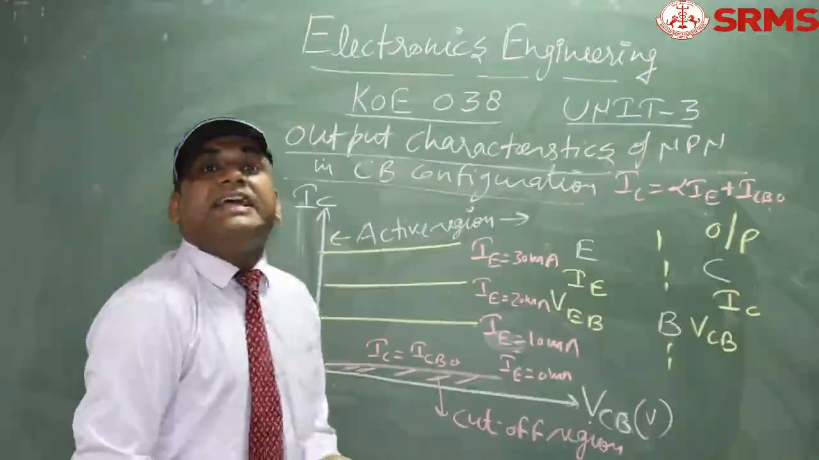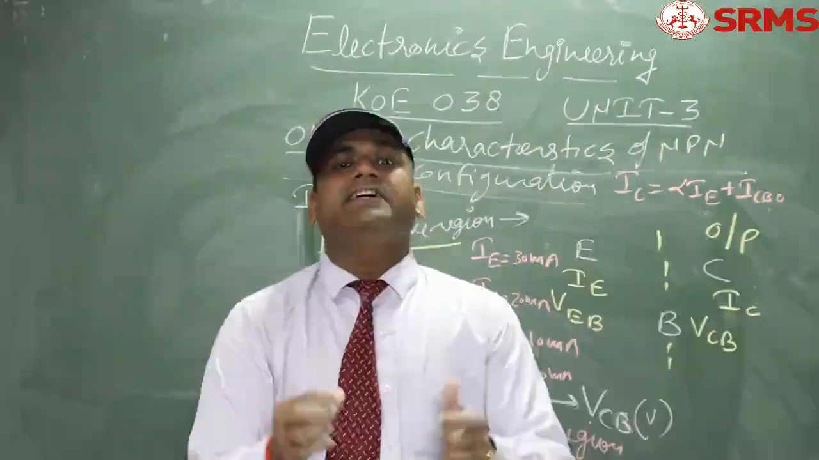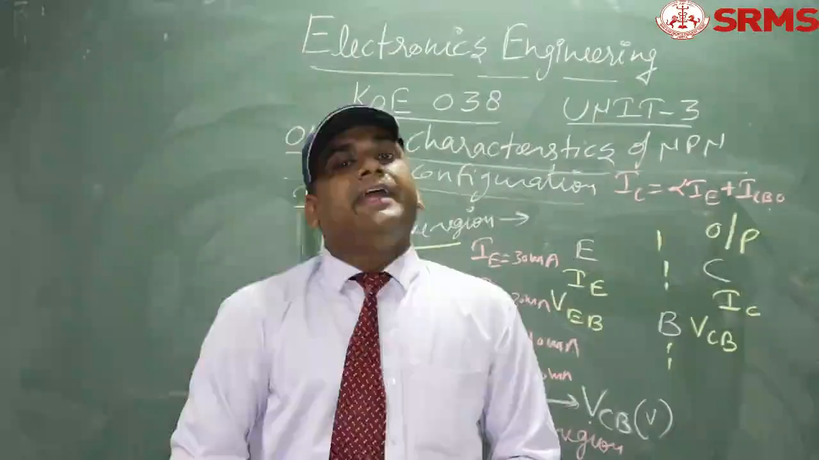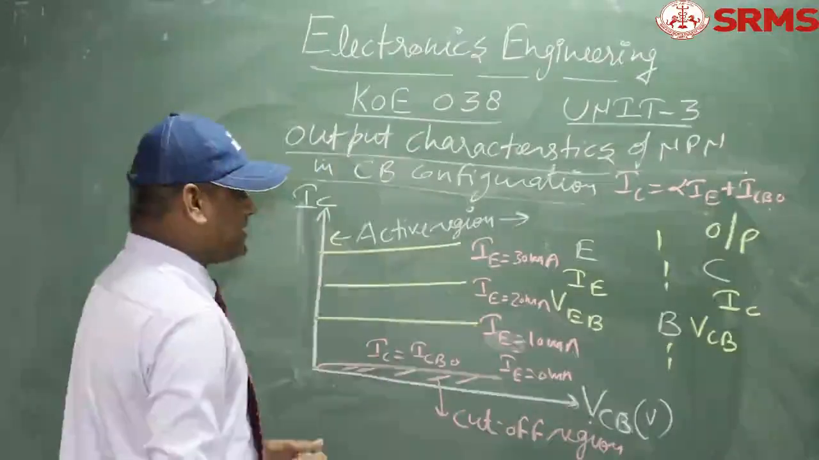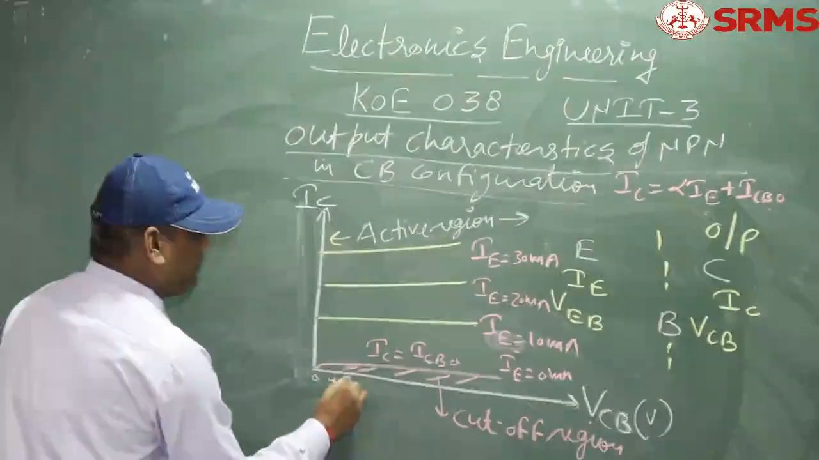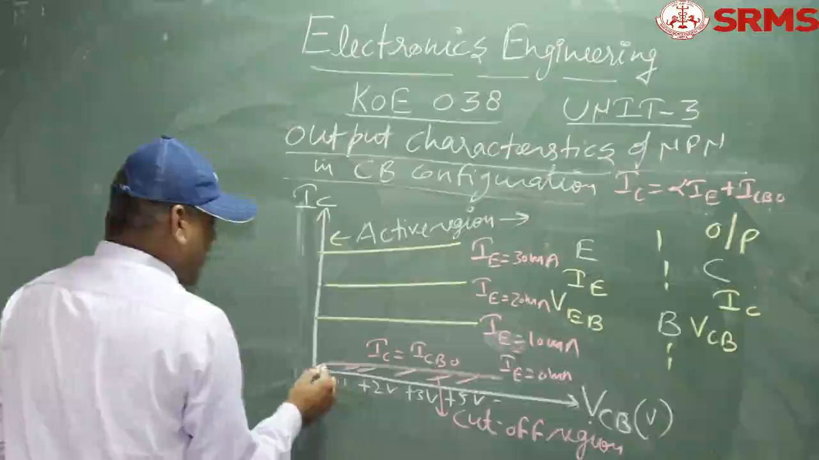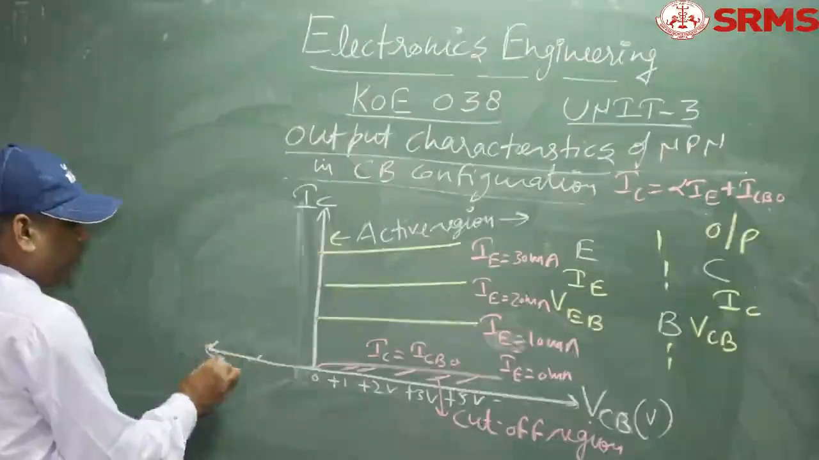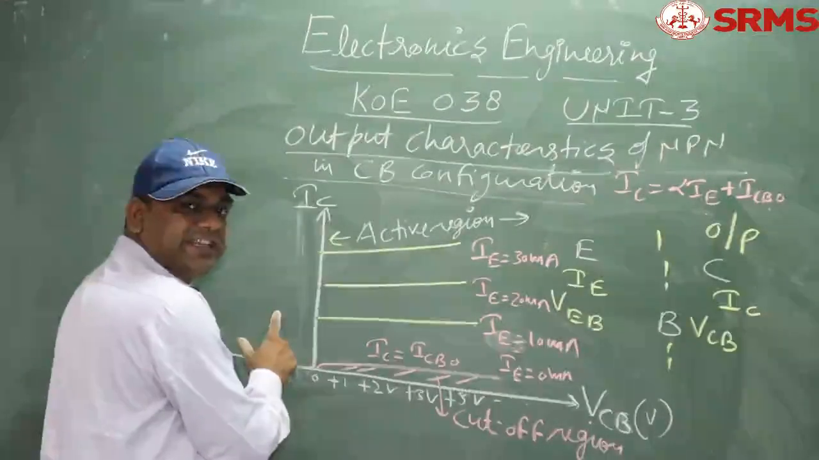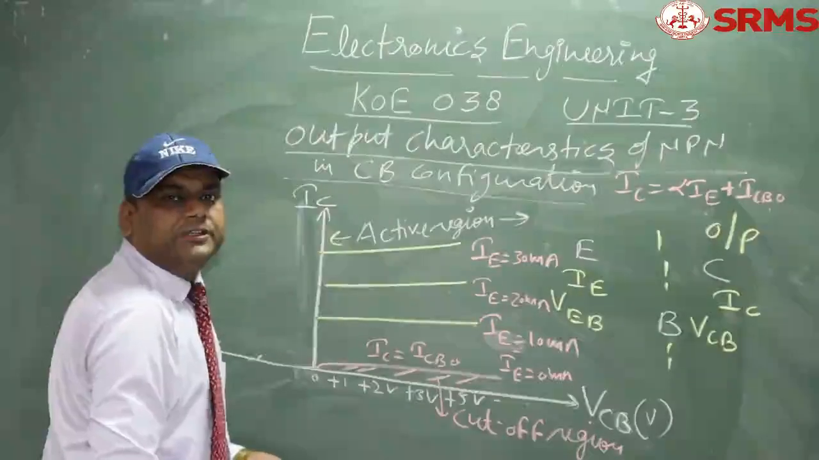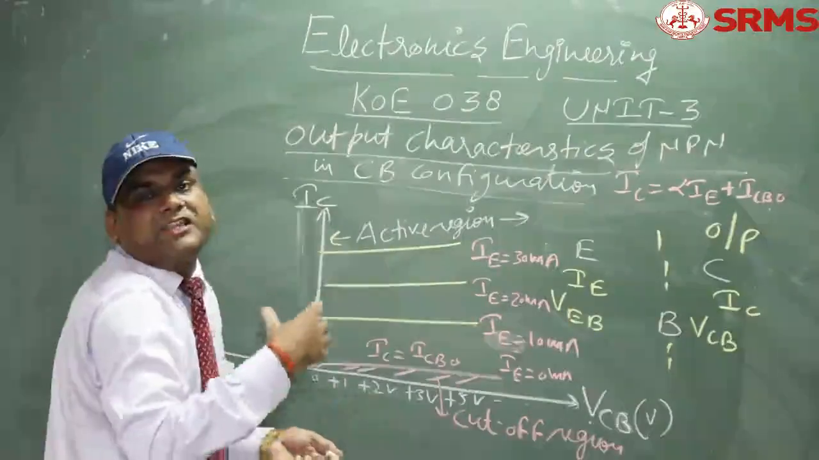Now what is going to happen in the saturation region? As I explained in the first lecture, for the saturation region, the emitter base junction is forward biased and the collector base junction is also forward biased. On this axis, 0, plus 1, plus 2 volt, plus 3 volt, plus 5 volt and so on, if you apply a negative voltage, minus VCB, to the collector base junction, it now behaves like a forward bias. So the emitter base is forward biased, and the collector base is also forward biased.